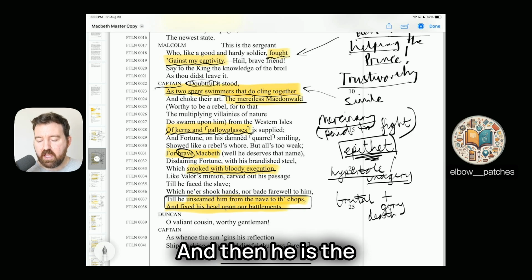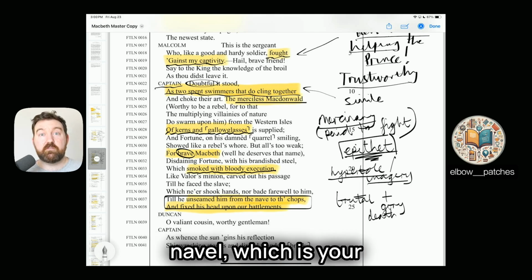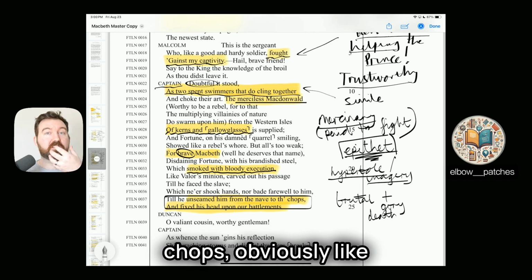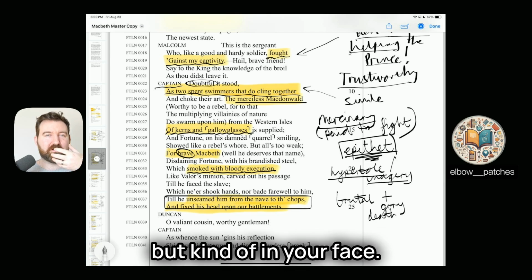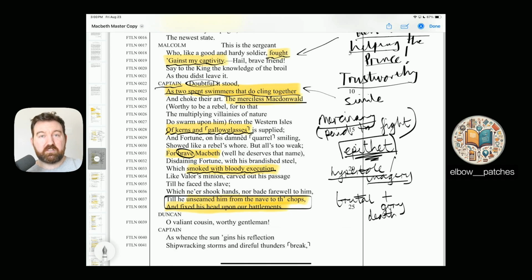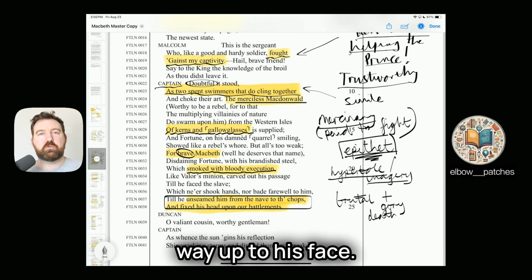And then he is the one, Macbeth is the one that actually kills the merciless MacDonald, because it says that Macbeth unseamed him from the nave to the chops. Now your nave is your navel, which is your belly button, basically around your sort of belly button area, and your chops, obviously, like some people would say, I guess your cheeks, but kind of in your face, yeah. So Macbeth gets his sword and shoves it into MacDonald's stomach and literally cuts him in half all the way up to his face, right?